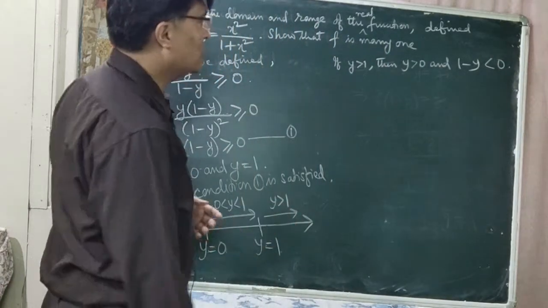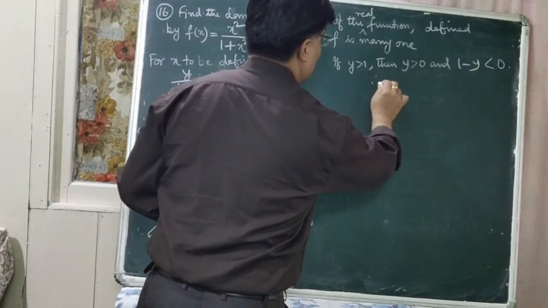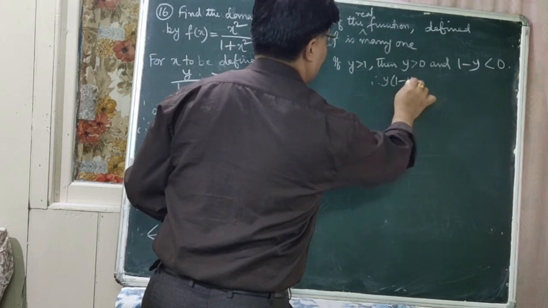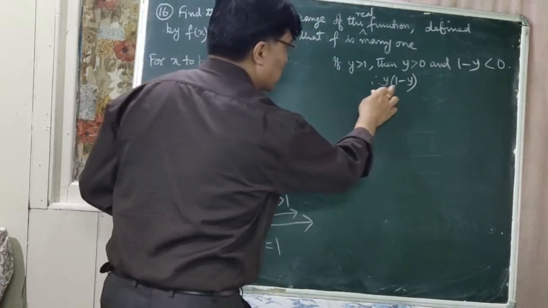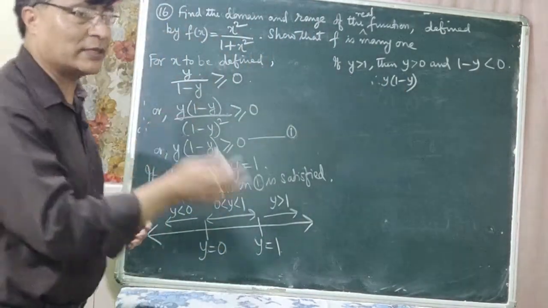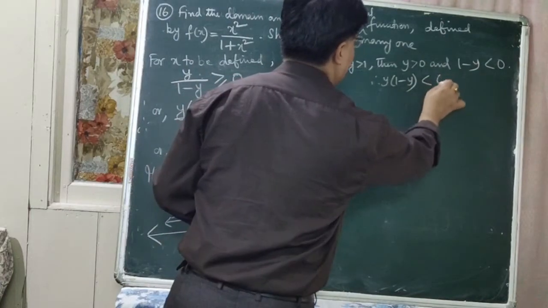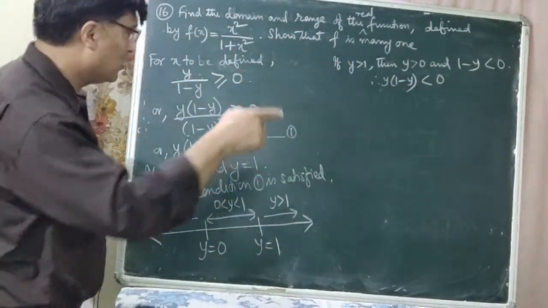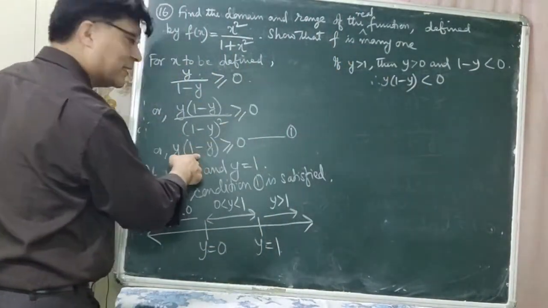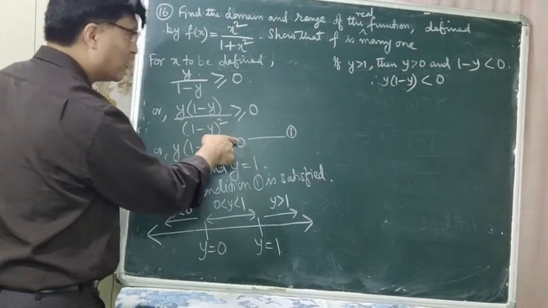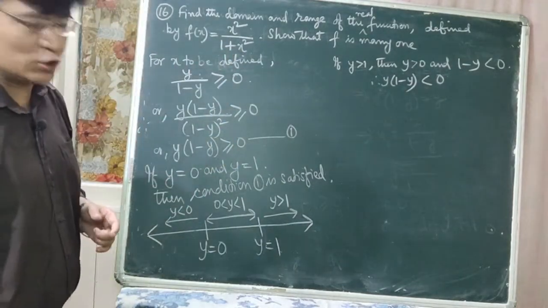Right? So what is the sign of the product? Therefore, y into 1 minus y: this is positive and this is negative. So positive and negative is negative. That is less than 0. Is that clear? So is condition 1 satisfied? No. It should be greater than 0, but we are getting less than 0.